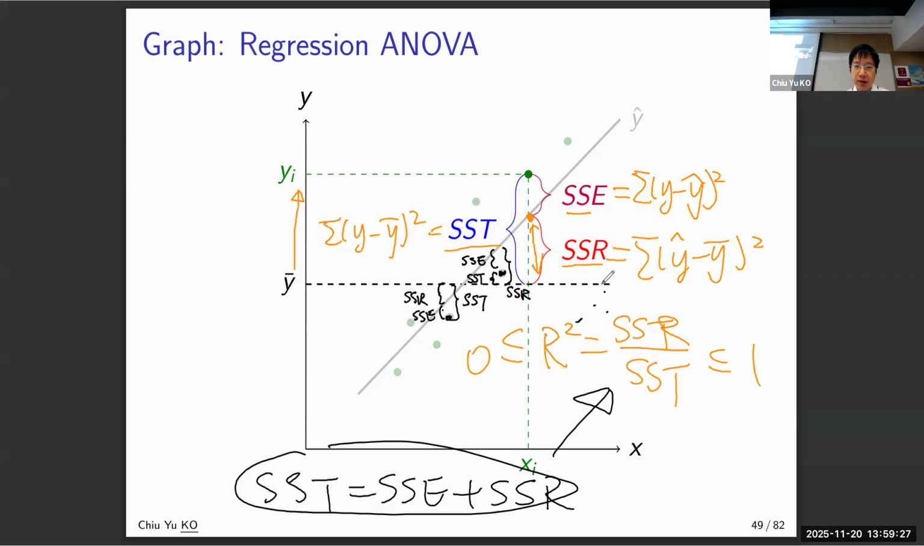There's math behind it, but I just picked a particular point to illustrate why they're related. But remember, this is distance. We're not squaring yet. If you square everything and add it all up, that will be SST. I'm not saying that this distance is SST, but this distance is this guy. You take squares and add them all up, and it will be SST. I just want to make sure I don't confuse you with this diagram.